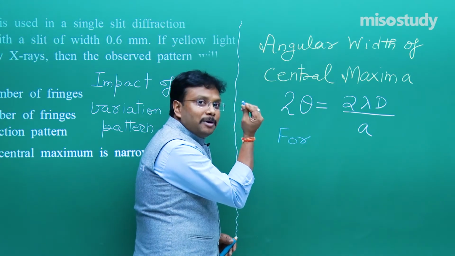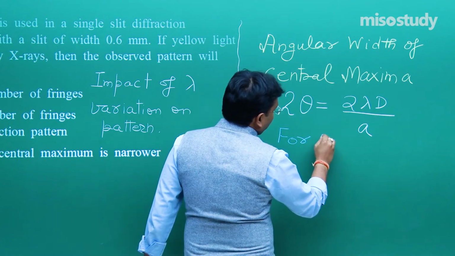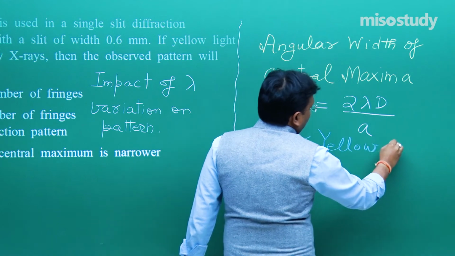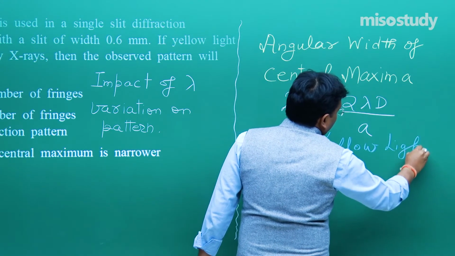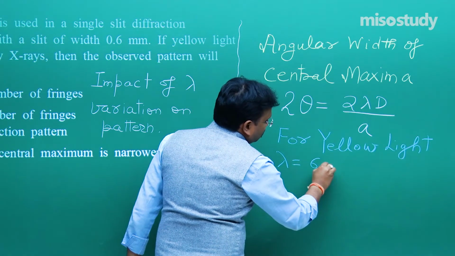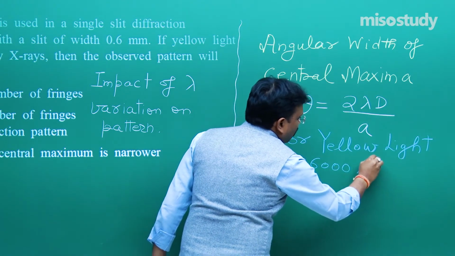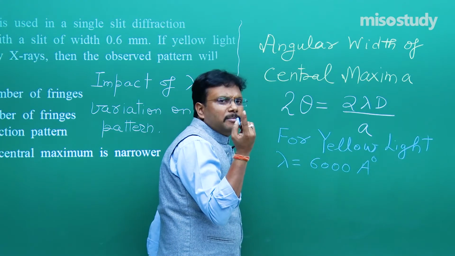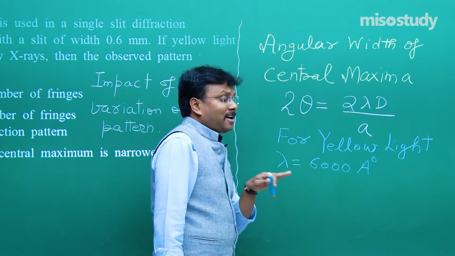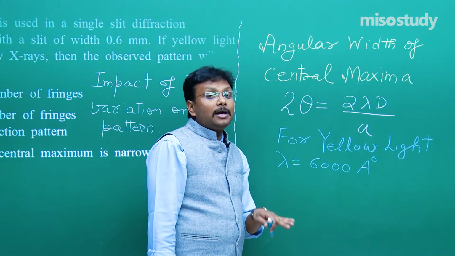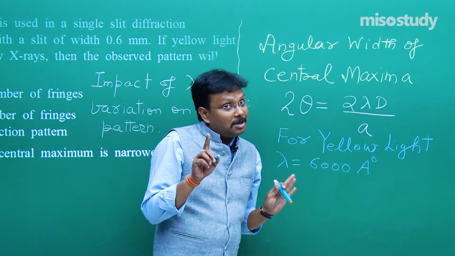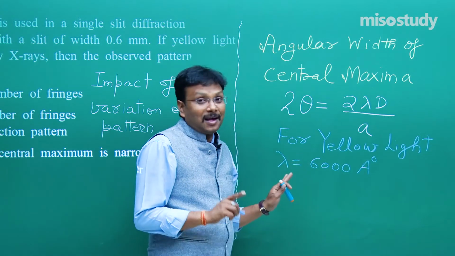For yellow light, I am writing with the blue color chalk. For yellow light, lambda is equal to 6000 angstrom, or 6 into 10 to the power minus 7 meter. Fine. So for yellow light, lambda is this much, and for X-rays, lambda is 1 into 10 to the power minus 10 meter. That is 1 angstrom. Imagine the situation. The difference is how much.